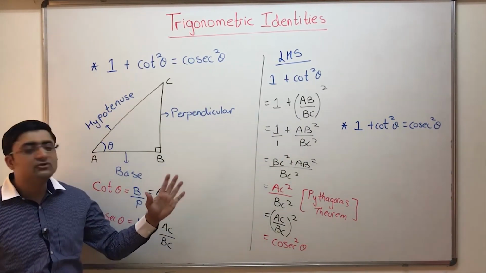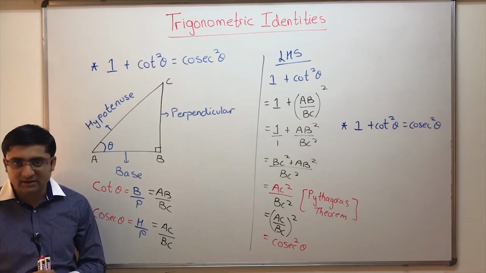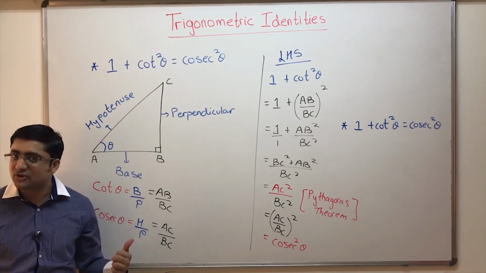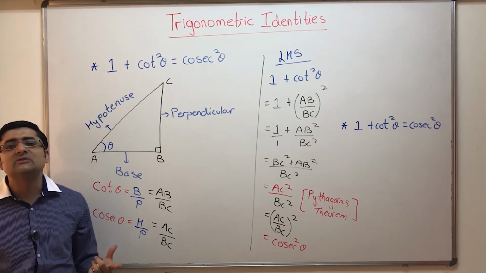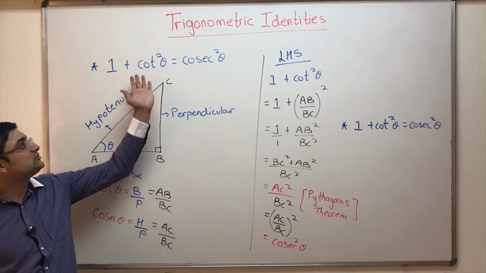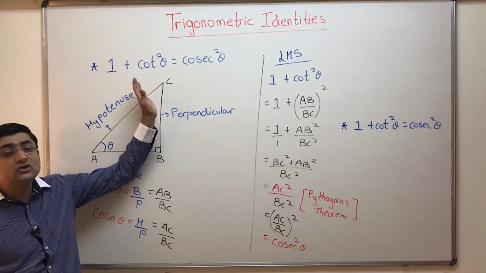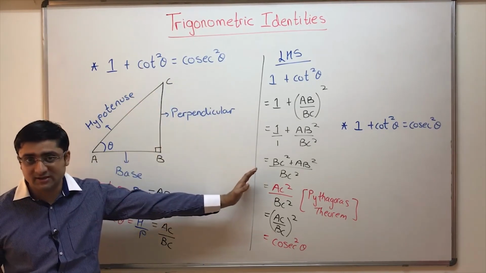So basically we have gone through the proofs of the three basic trigonometric identities. I repeat, which are the three identities? Sine square theta plus cos square theta is 1. 1 plus tan square theta is sec square theta. And 1 plus cot square theta is cosec square theta. Is this clear? So this is how you prove these three trigonometric identities.